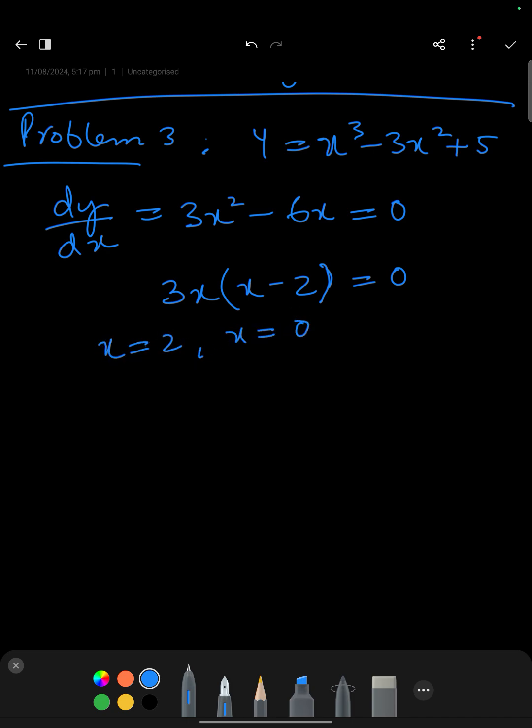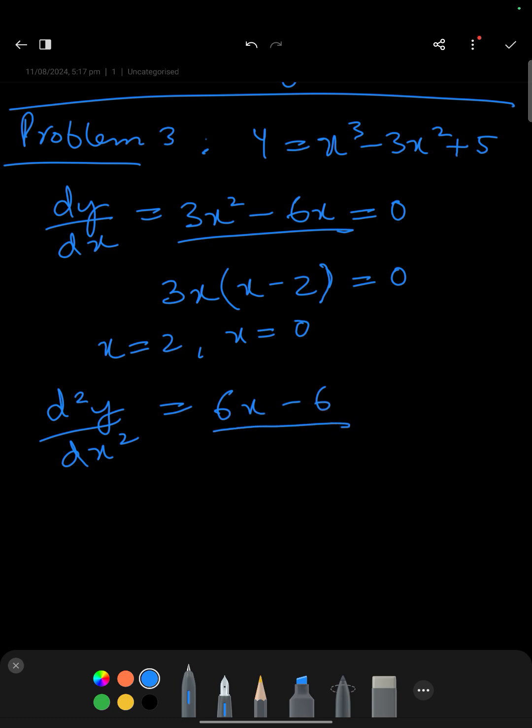to 0. Now we will do the second differentiation of this equation. 3 into 2 is 6x minus 6. Through this we also can't know whether it is positive or negative, so we have to substitute the value of x in this equation. First we will substitute x equal to 2. So when x is equal to 2, 6 into 2 minus 6 is 12 minus 6, it will be 6, that is positive, means this is a case of minima.